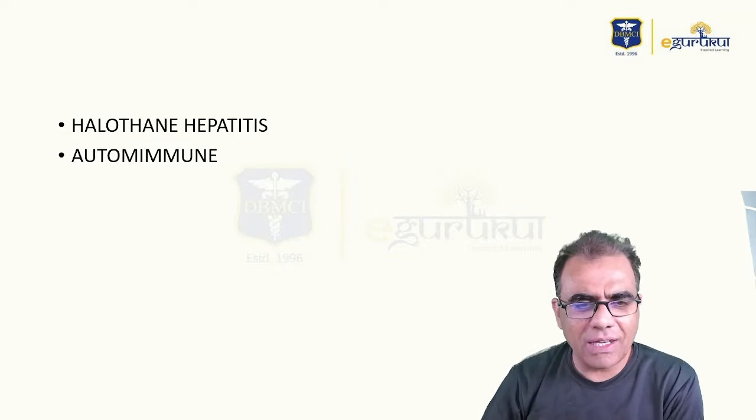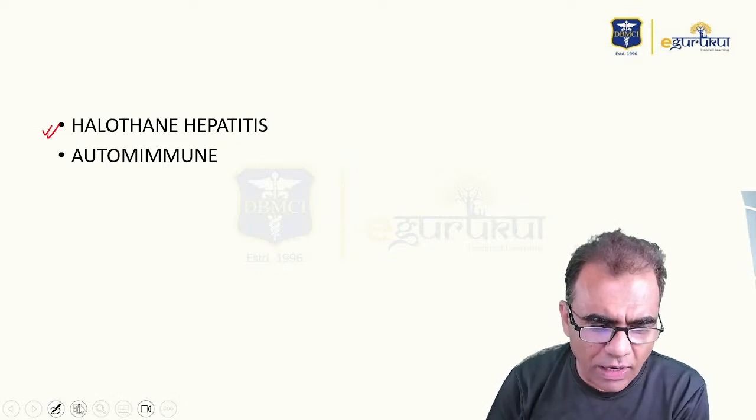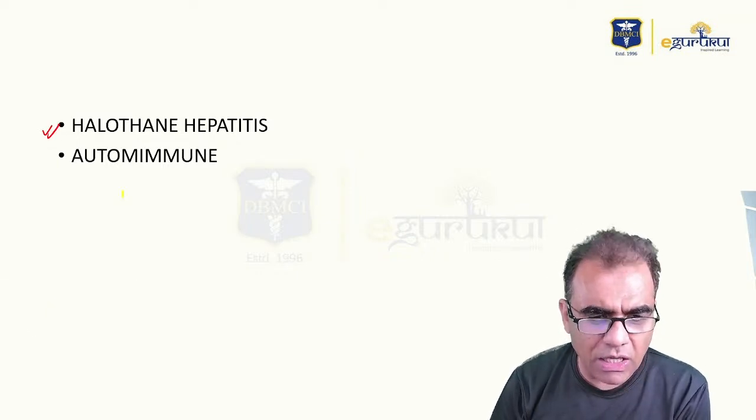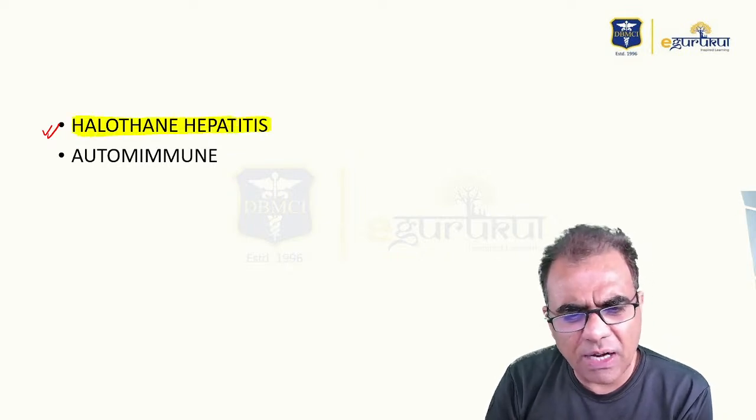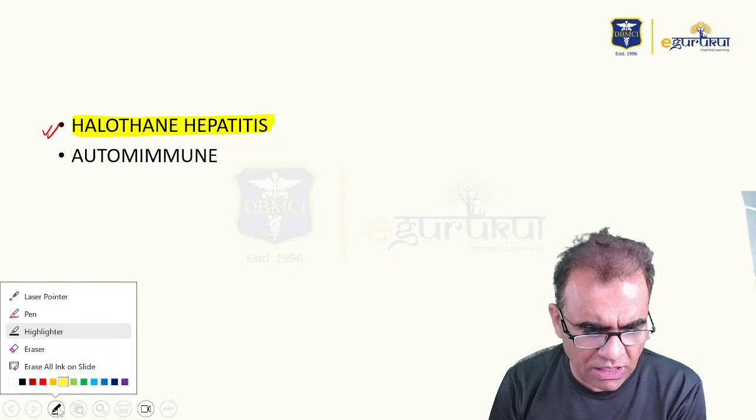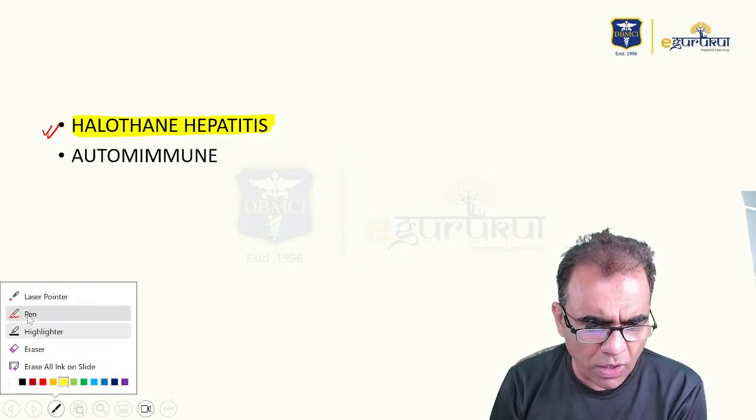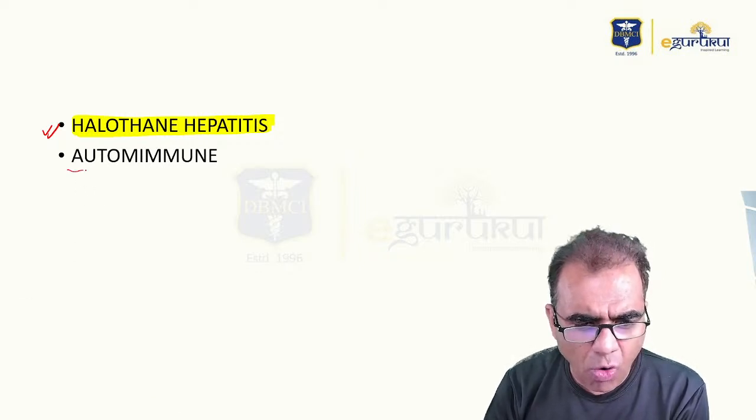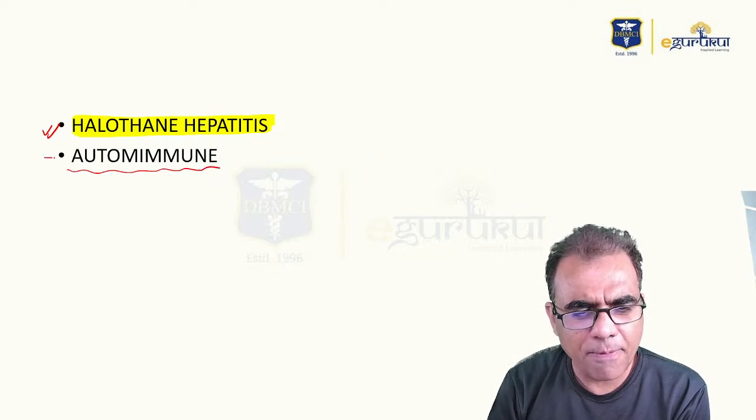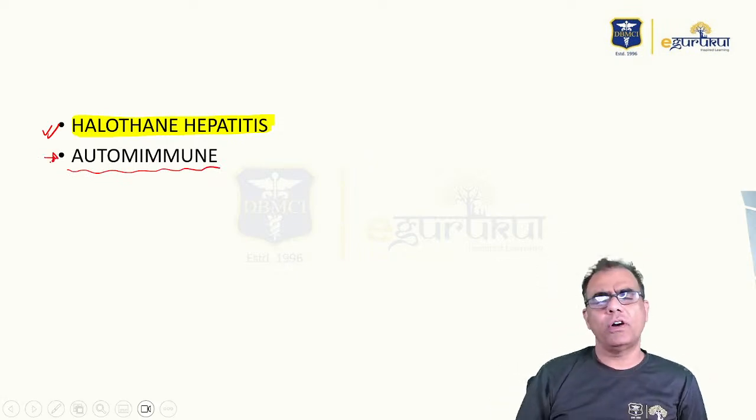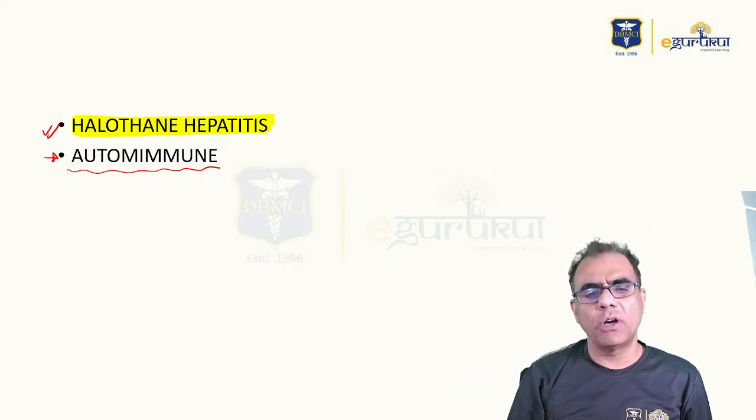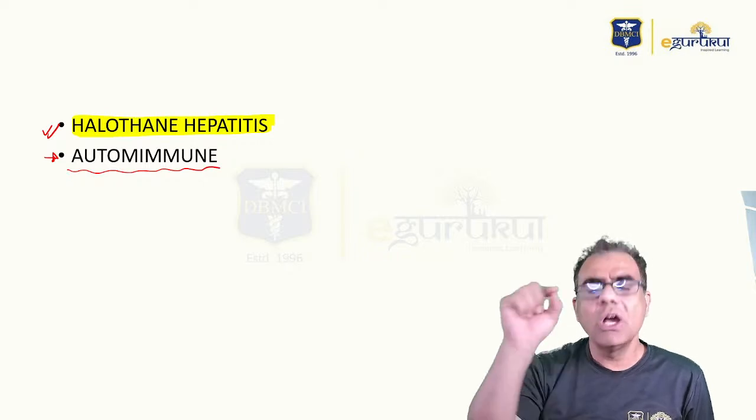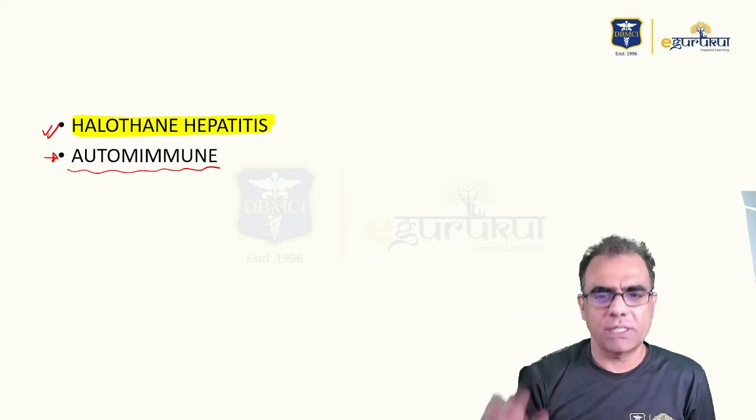Then halothane can cause hepatitis. Very well known entity seen with halothane is halothane hepatitis. And there were a lot of theories on why halothane is causing hepatotoxicity, hepatitis, and now it is proven that it has got an autoimmune mechanism. Means there is some product of halothane which is antigenic and produces antibodies leading to antigen antibody mediated hepatitis. So it is autoimmune hepatitis.